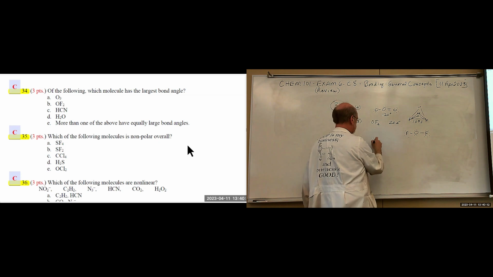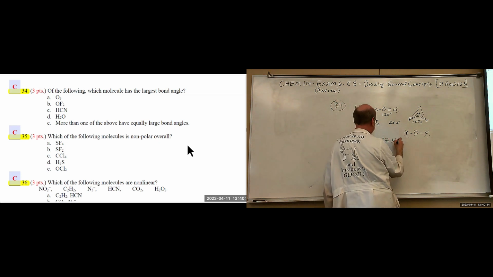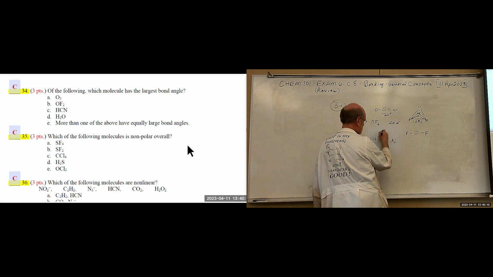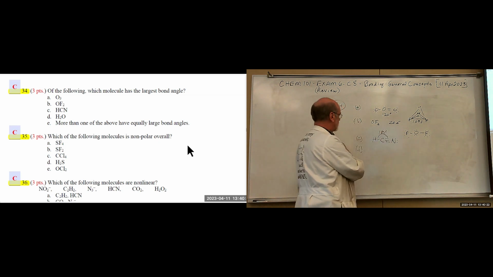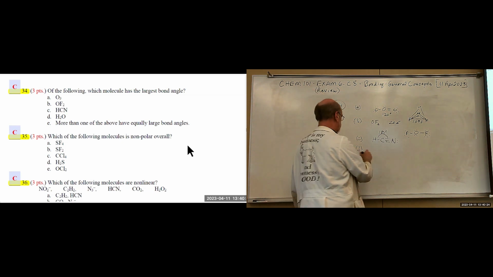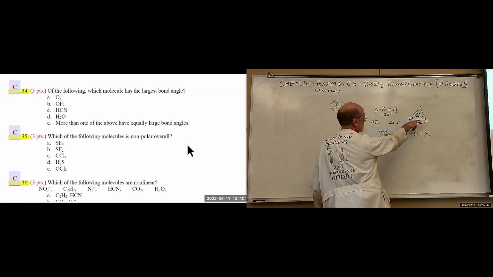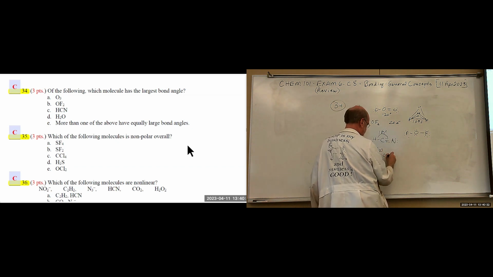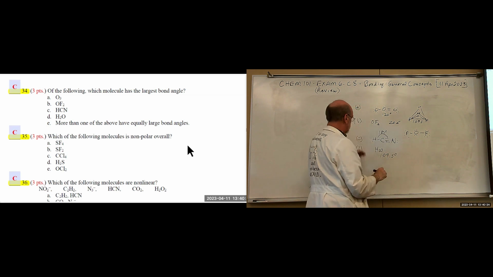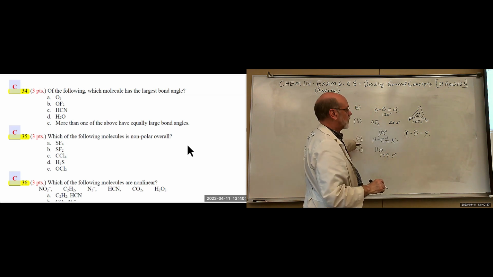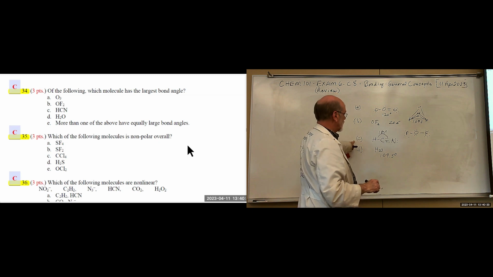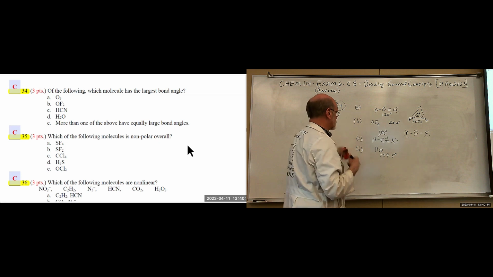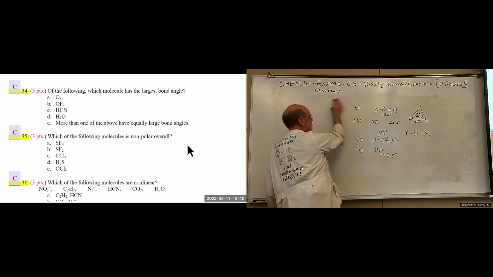C, HCN. Remember that one? That's a linear molecule, so that's 180 degrees. And D, water. Water is like this one. It starts off as a tetrahedron, so it has that same angle. So more than one have equally large bond angles? Well, they have equal angles, but they don't have the largest. C has the largest, 180 degrees.